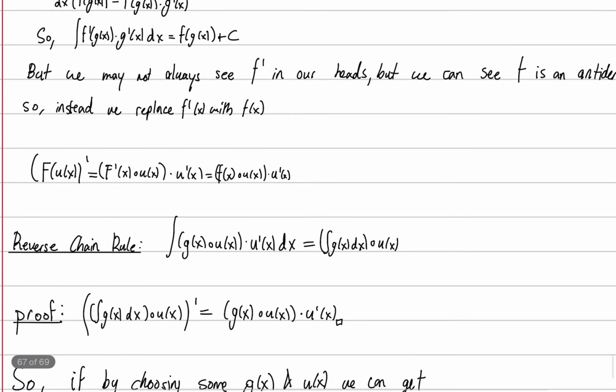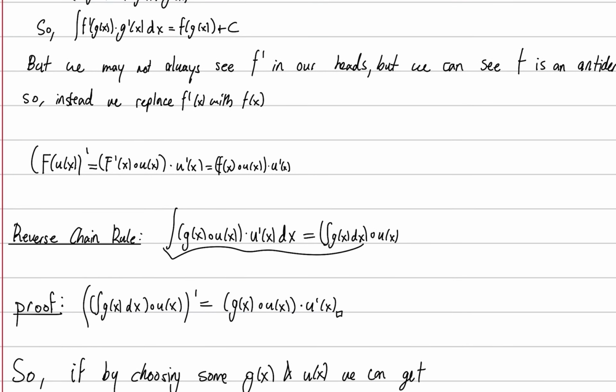So this is the theorem. This is the statement, okay? The antiderivative of g of u of x times u prime of x dx is the integral of g of x dx composed with u of x. So whatever we get for the integral, we're going to compose that with u of x, right? And hopefully you are really proficient with compositions and derivatives. You need to be for this, all right? Otherwise, it's not going to work out.